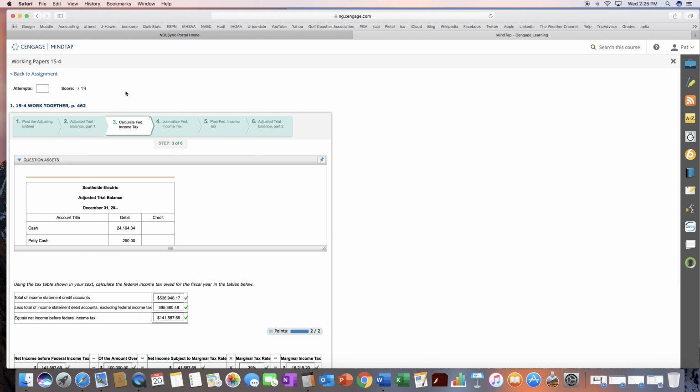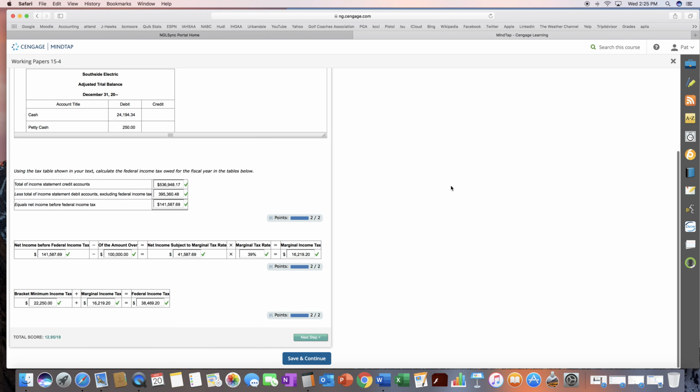Then the next step is to figure out federal income tax. Okay. So how do we go about doing this? Total of income tax credit accounts.